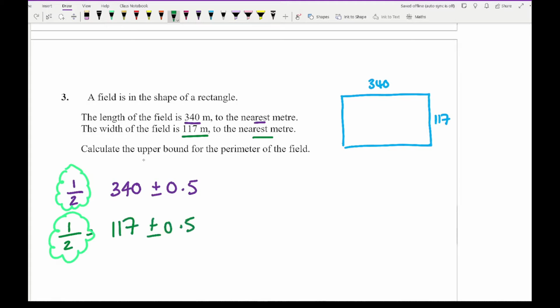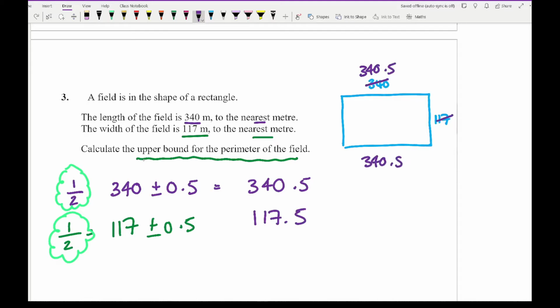So for the upper, I'm going to use the plus. For the smallest, I'm going to use the minus. Now the question is asking for the upper bound of the perimeter of the field. So to find the upper bound, I need to use the longest length for both the length and the width. So this is going to be 340.5, and I'm going to use 117.5 as a width.